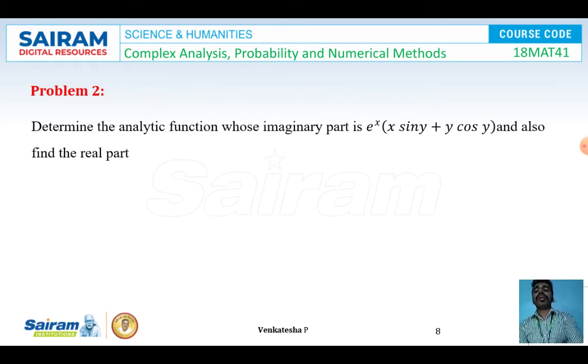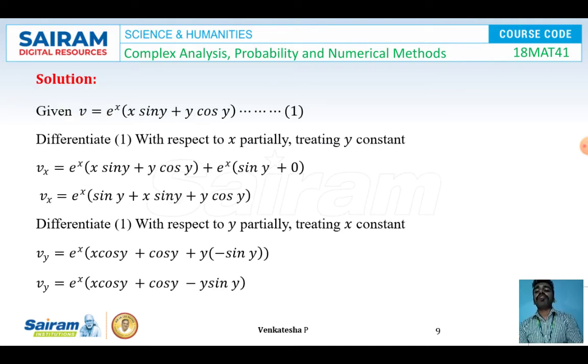Example number 2. Determine the analytic function whose imaginary part is e power x into (x sin y plus y cos y), and also find the real part. So they have given the v function here. Since they have given v here, I am going to find the partial derivatives vx and vy, since the problem is in the Cartesian form. So given v is equal to e power x (x sin y plus y cos y), call this equation number 1.